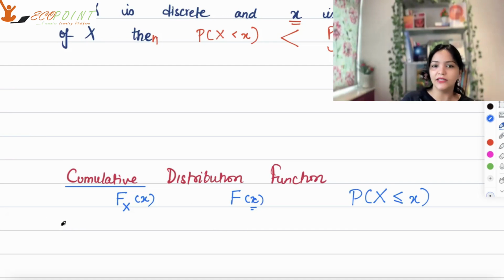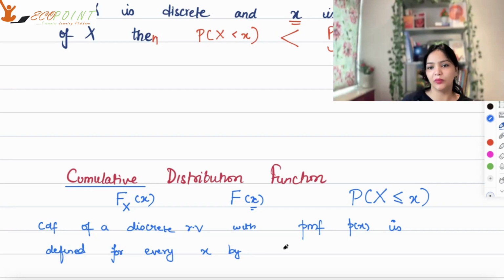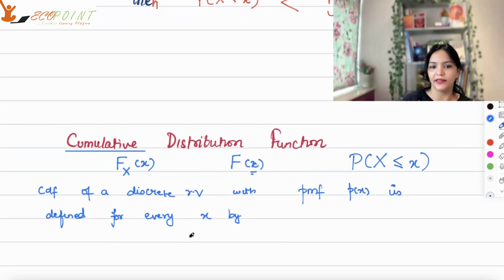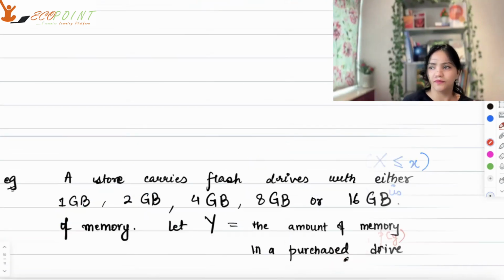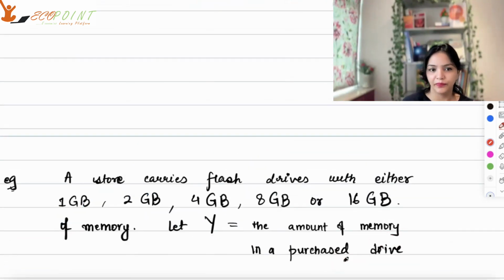Okay. So cumulative distribution function, more formally, CDF of a discrete random variable with PMF Px is defined for every x by capital Fx, which is equal to probability x less than or equal to this value x, which is the sum of all the probabilities, probability say y, where y is less than or equal to x, where y we are taking as the domain and nothing else. So for all the values less than or equal to x, you will add up the probabilities to get the CDF. Let me give you an example to make it more clear.